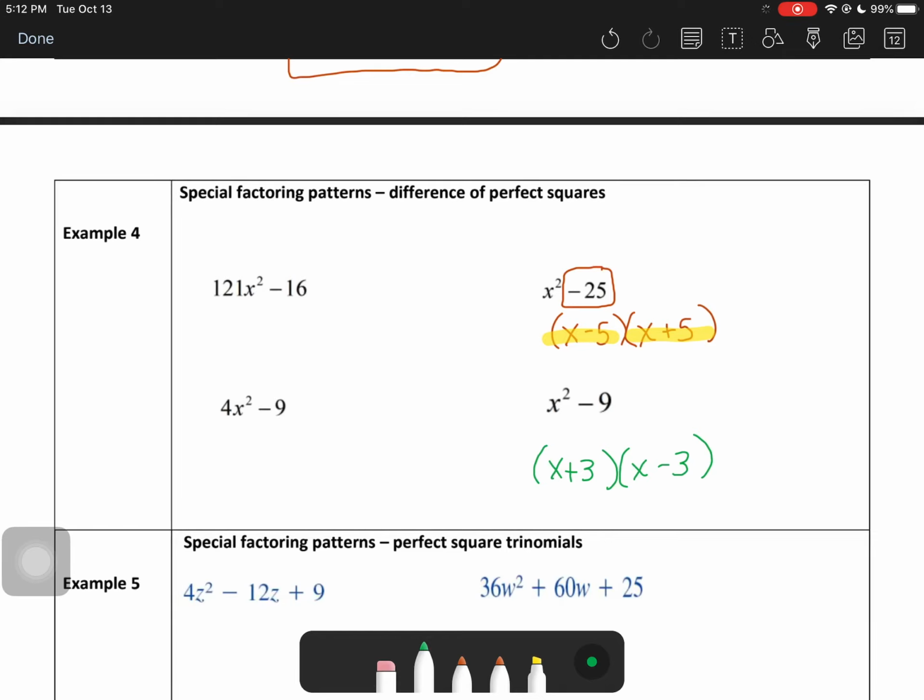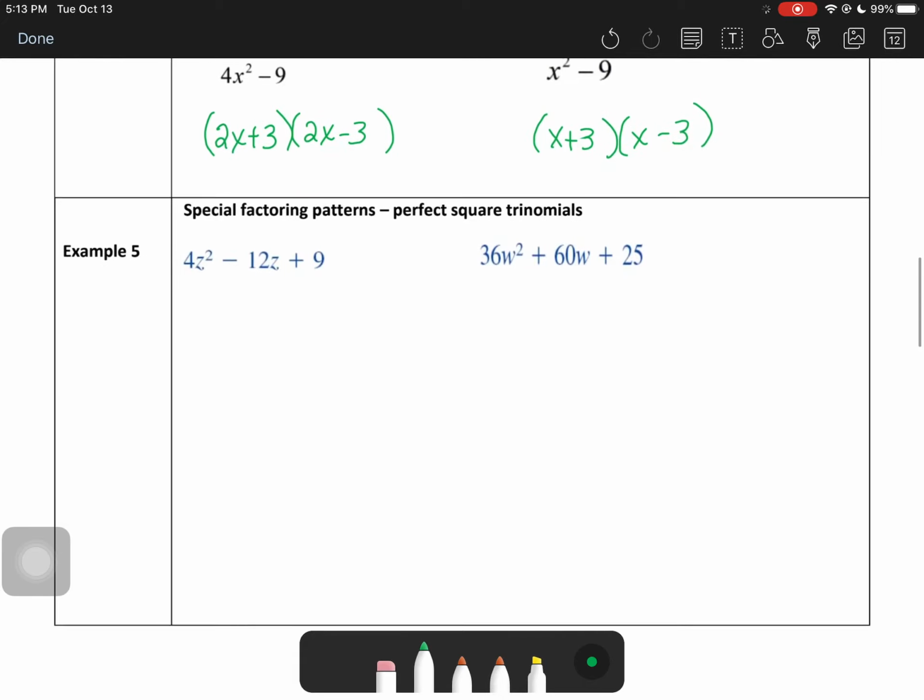The exact same thing will go for our difference of squares when the leading coefficient is not 1. We simply figure out what times itself gives me 4x squared. So that would be 2x and 2x. And what times what would give me negative 9 would be a positive 3 and a negative 3. Again, what times itself gives me 121x squared, or you can say what's the square root of 121x squared. So we have 11x plus 4, and we have 11x minus 4.